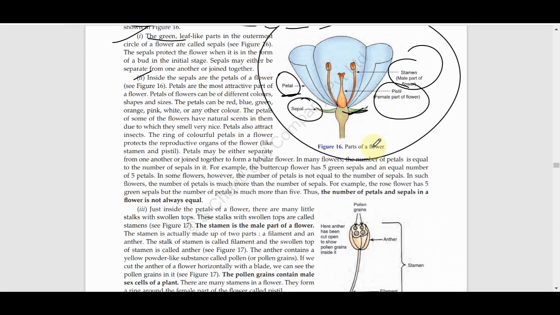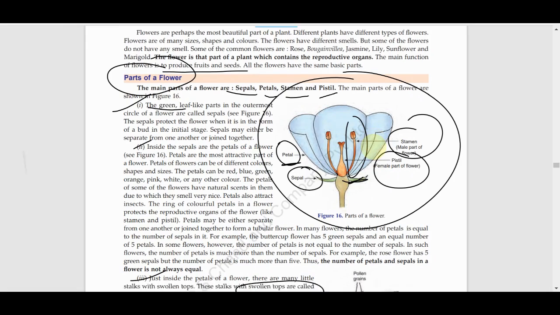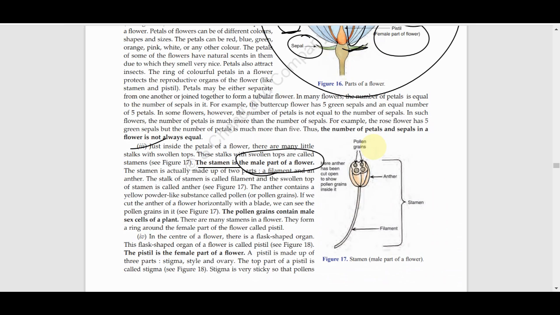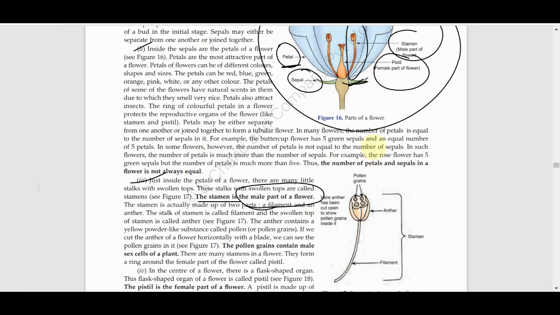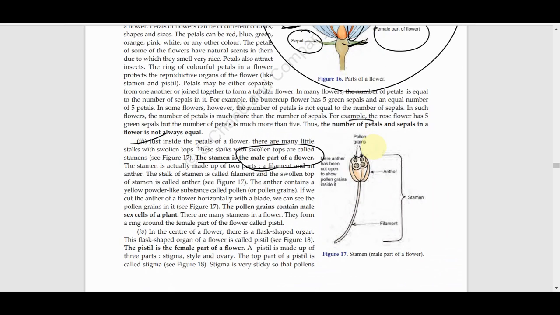And there you will see the third part, the stamen. This is the stamen part of the plants, and that is known as the male part of the plants or male part of the flowers. So you have to remember, this is the reproductive organ of the plants. So it contains the male part of the flowers as well as the female part of the flowers. So this is the structure of the stamen.